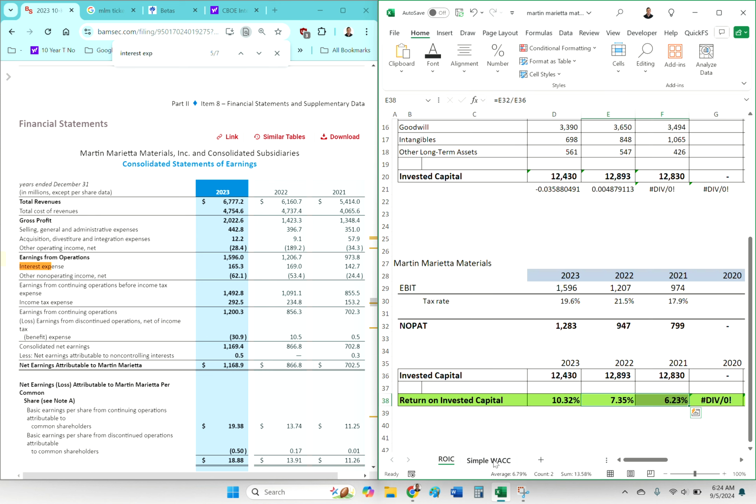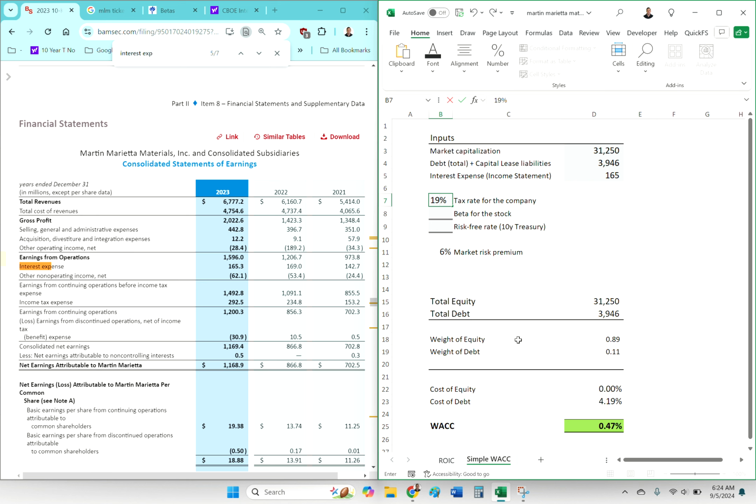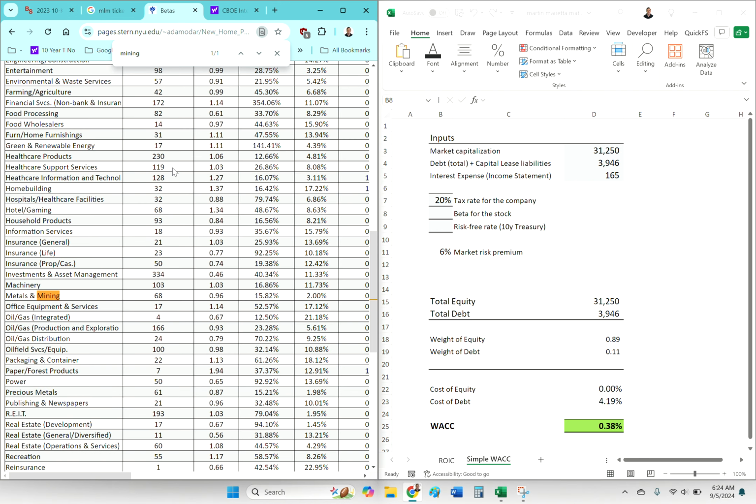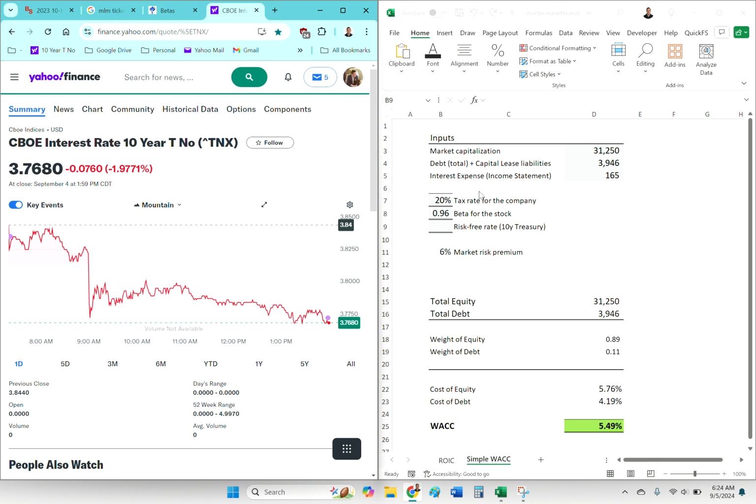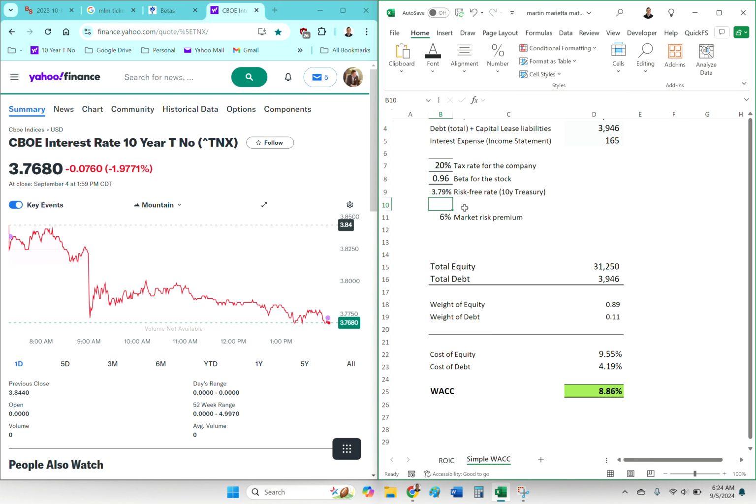We can take the tax rate we calculated earlier, 19.6. For the beta of the stock, Dave and I like to use Damodaran. He has betas for different industries. This is an aggregates mining company, so we're going to put that there. Then the 10-year note, put that there. And we get a WACC of 8.86.